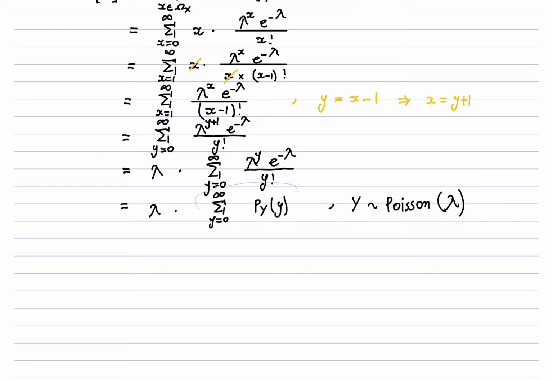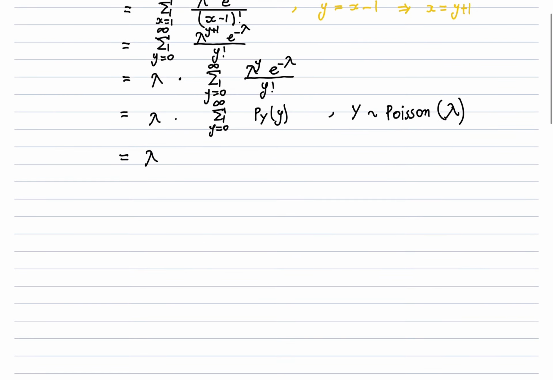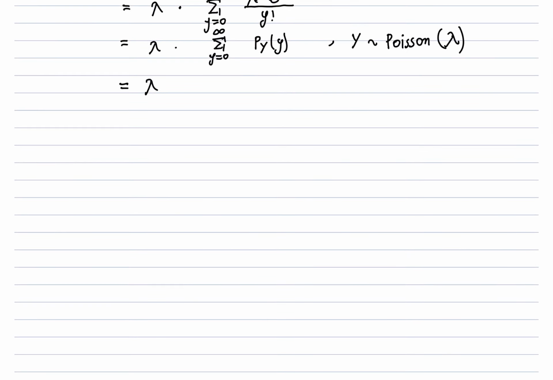And we know by definition of a PMF, when you sum the PMF across the entire support of that PMF, then we get a value of simply 1. And so therefore we've got lambda times 1, and this simply becomes lambda. And that is how we derive the expectation. Let us now look at how we derive the variance.